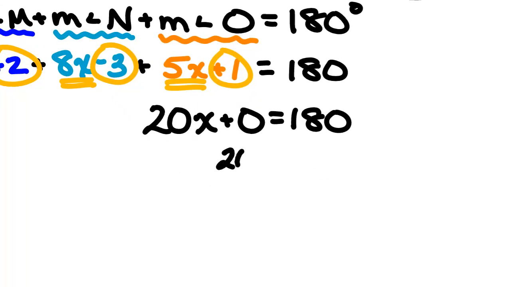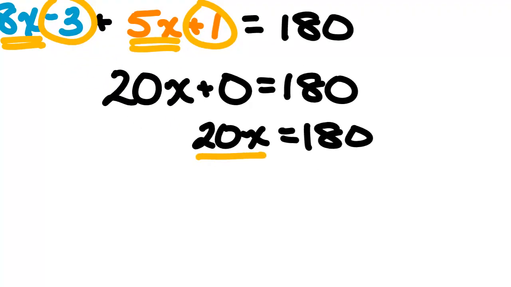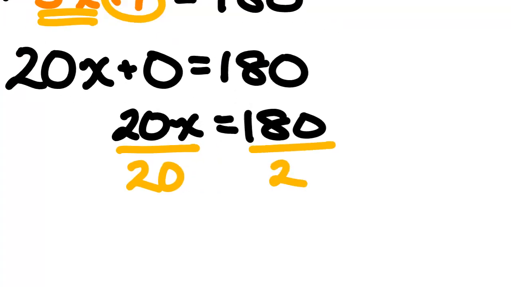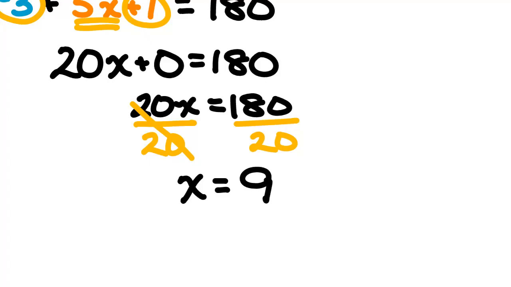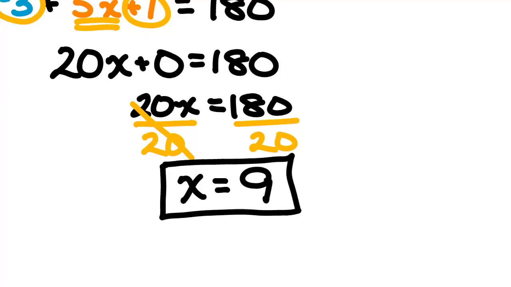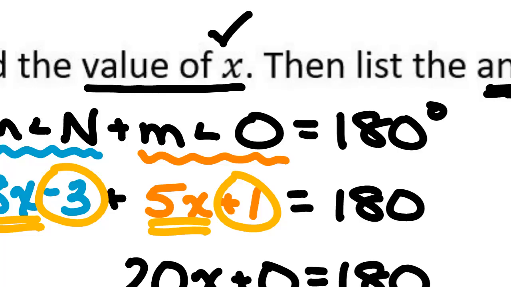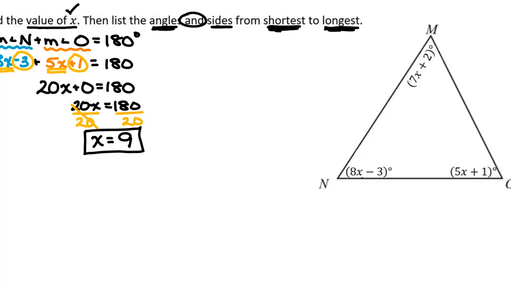Well, that's just 20x equals 180, because if I subtract 0 from 180, it's just 180. So then I need to divide both sides by 20. And that means x equals what? X equals 9, yes. All right, so we did the first thing we were asked to do, find the value of x. Perfect. Then it says list the angles and sides from shortest to longest.